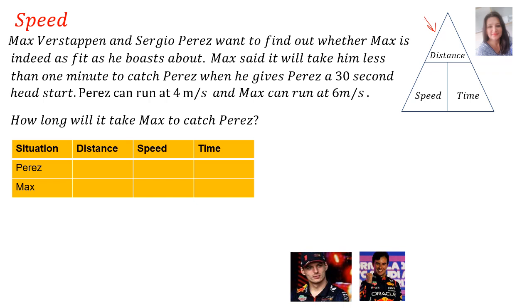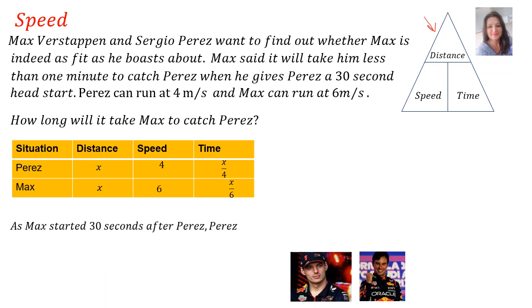Now, my suggestion is you make a table, and inside your table there's the situation, there's Perez and there's Max, and then there's distance, speed and time. The distance is x and it's the same for both. The speed, Perez's speed was 4 and Max's 6. And then time from your triangle is distance over speed. Therefore, the time for Perez will be x over 4 and the time for Max will be x over 6.